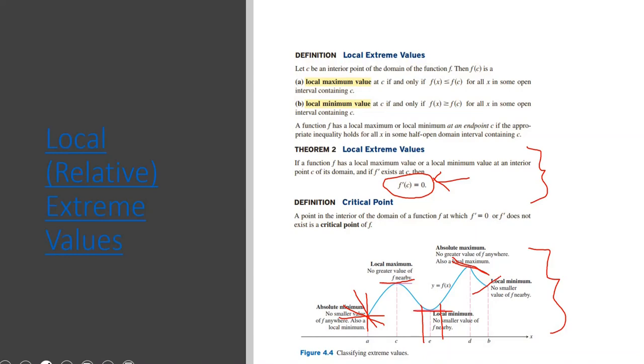But if the function is differentiable at a certain point, and it has a local maximum or minimum at that point, then we know that when the derivative is equal to 0, we have a local maximum or local minimum. And in some cases, we have an absolute max or absolute min as well. It's just not in this function right here.